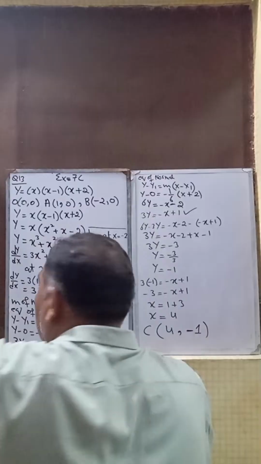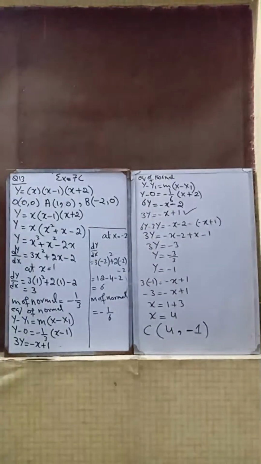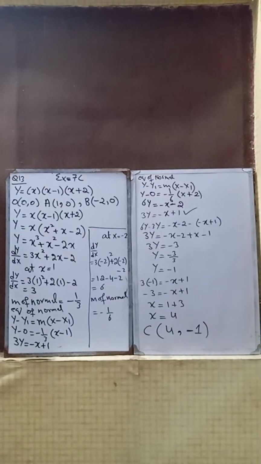This is what I think is the answer. The point of intersection of the normal at the point A and the normal at the point B, that will be 4, comma, minus 1. Let me check the answer.